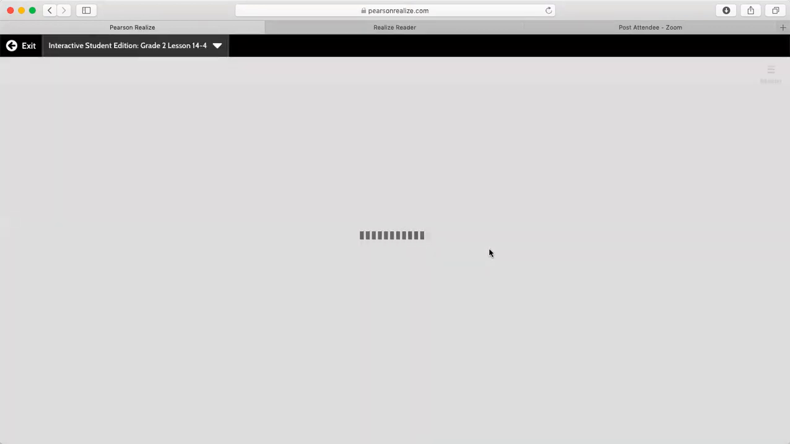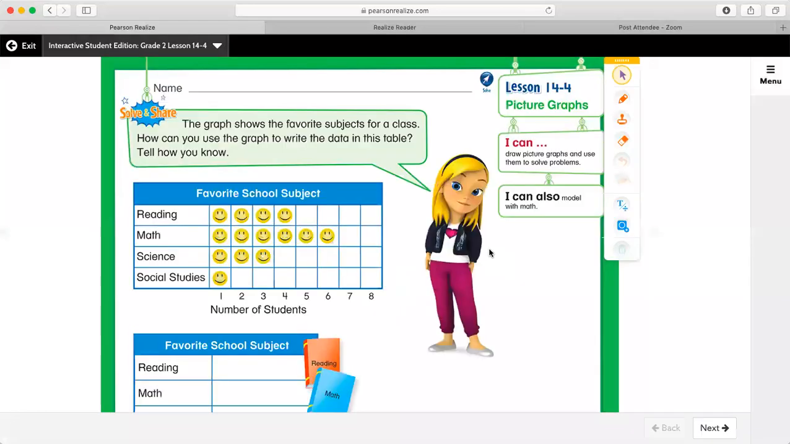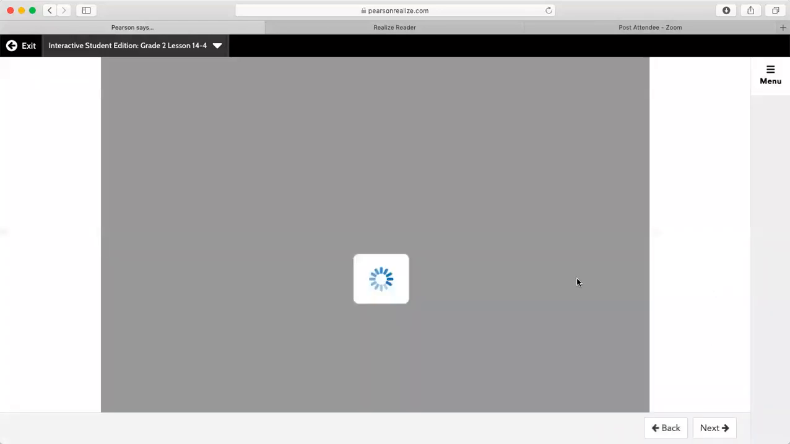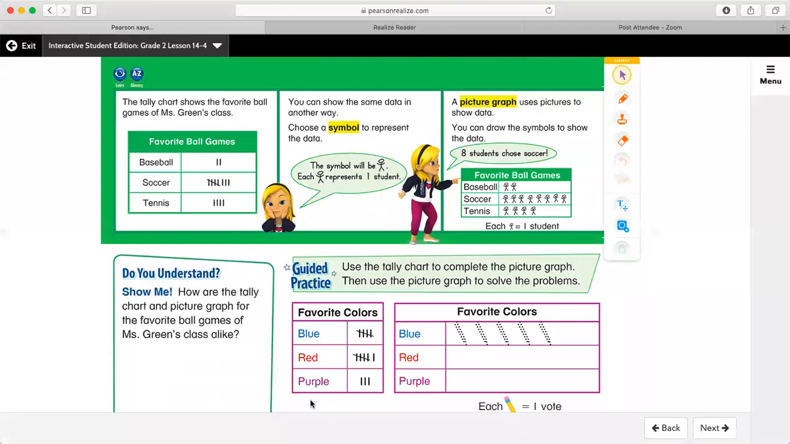So we'll go back here. You could turn the page in your packet. Again, my screen is having trouble. There are 2 questions down here underneath guided practice that you're going to have to use your own paper to solve. I believe one of them asks a question about the blue pencil or favorite color of blue.